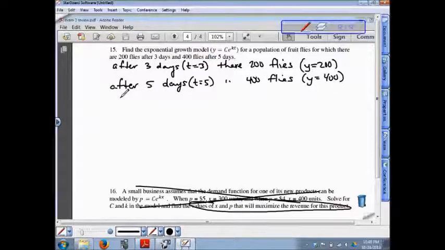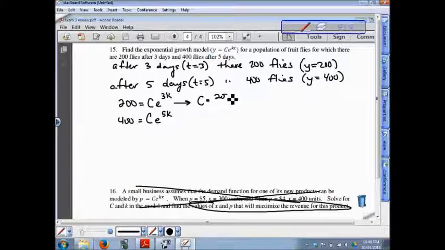We can say 200 equals c times e to the 3k. And from this second bit of information, we can say that 400 equals c e to the 5k. Now taking this top equation we've made here, we can solve it for c by dividing both sides by e to the 3k. So c equals 200 over e to the 3k.